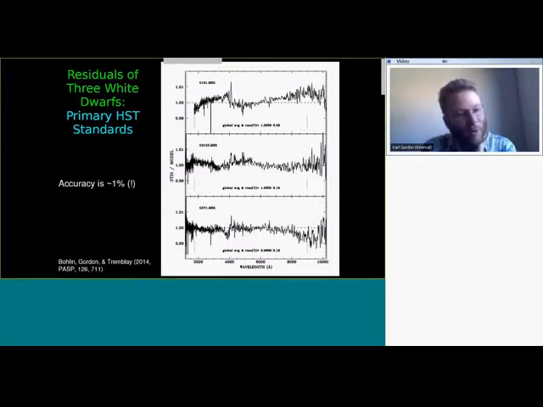Just to show how well this can be done, these are the residuals for the 3 white dwarfs. These are the primary HST standards, and the residuals are just the observation divided by the model, over a broad range from the UV all the way to 1 micron. You can see that the accuracy is quite high, with 1% or less residuals between these 3 white dwarfs. This indicates that achieving very high accuracy is possible for absolute flux calibration, and it works Hubble very well.